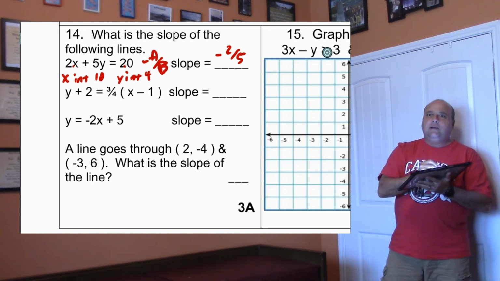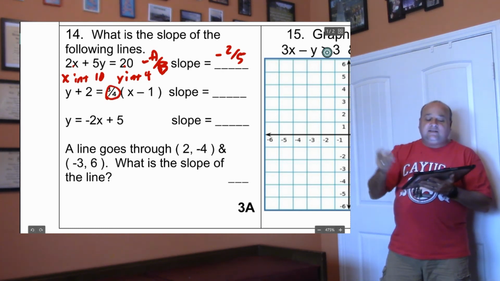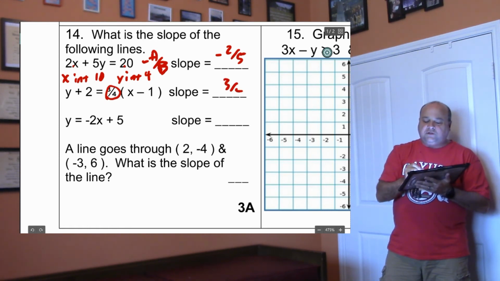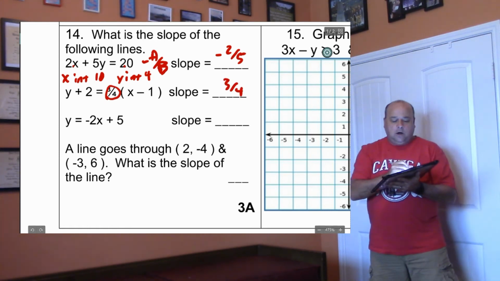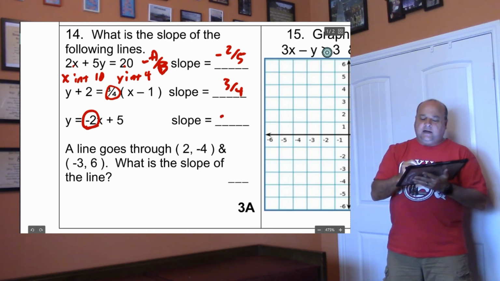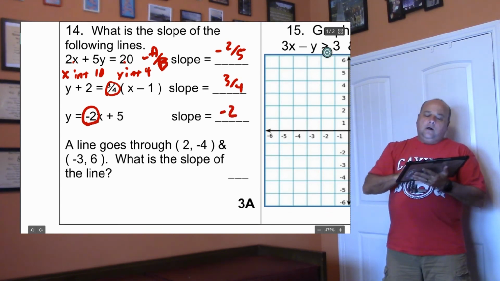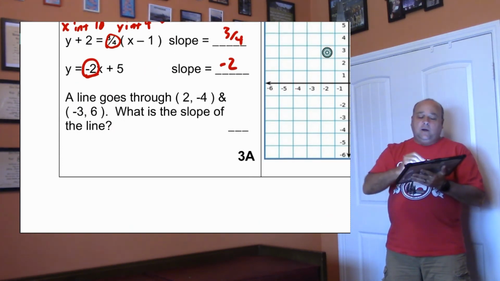Okay, on this one, some of y'all left this blank last week. This is the slope. It's just 3/4. There's no arithmetic. On this one, this is the slope. It's negative 2. Okay, on this one right here, this is an easy way to get your slope.